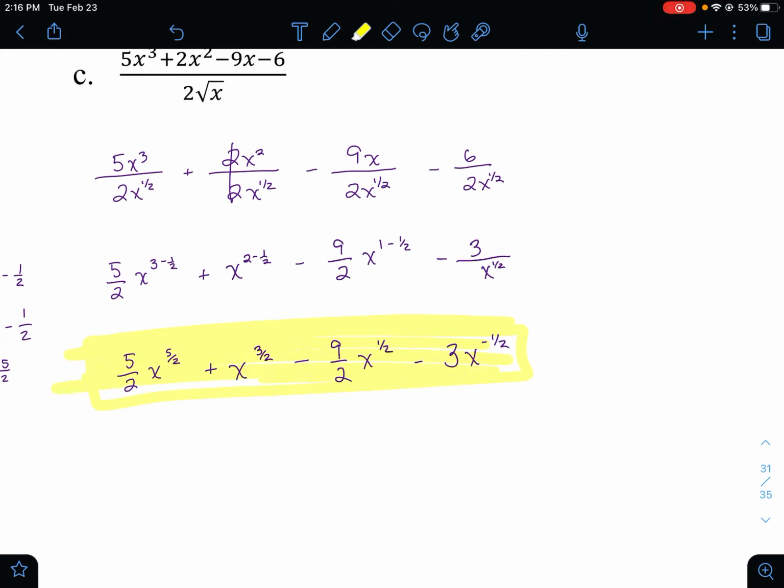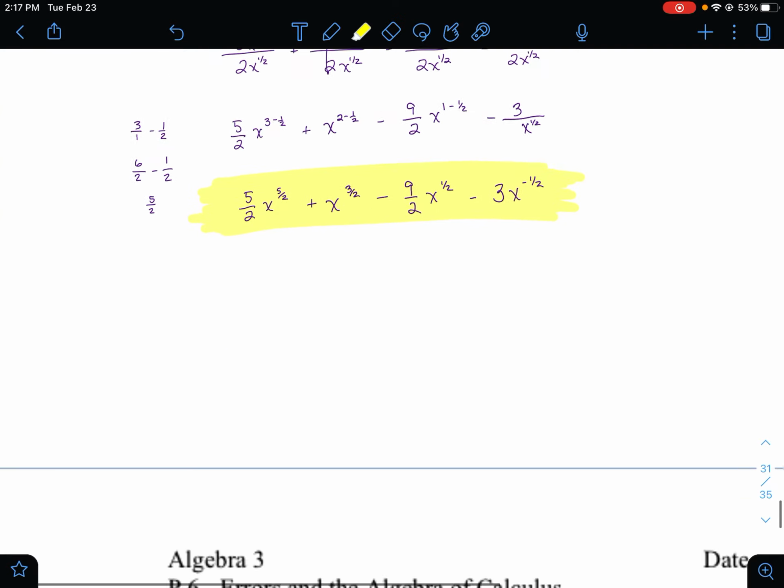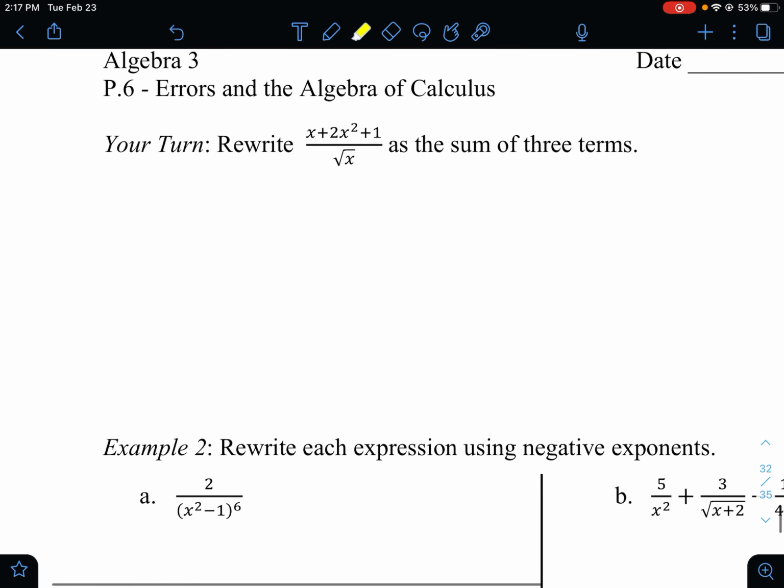And you're probably thinking, oh, this looks so much better before we did all that. And I agree, but sometimes there's need for this. All right, so take a moment, pause it, your turn. I'm going to just write the answer for you, that way you can check it.